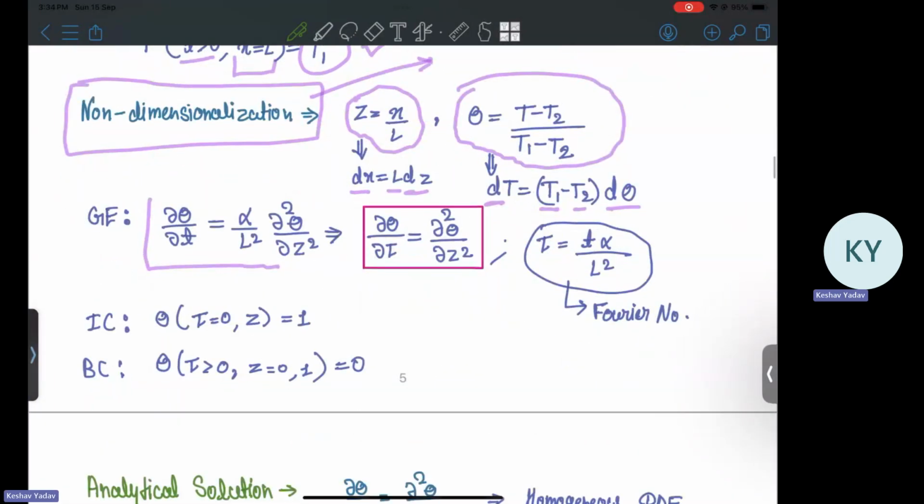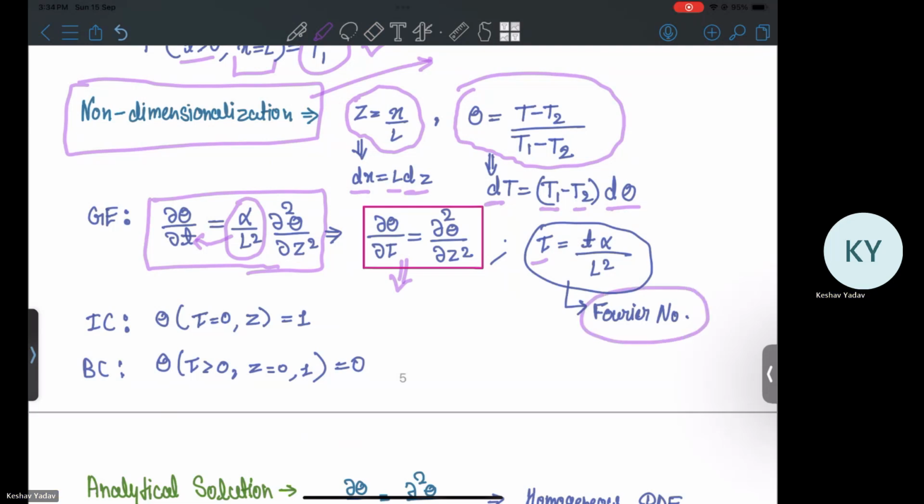Yeah. So this will lead to this equation. Okay. Now here, if we incorporate this into this t, then it will be del theta upon del tau equal to del 2 theta upon del z square. This tau equal to t alpha upon L square is known as the Fourier number.